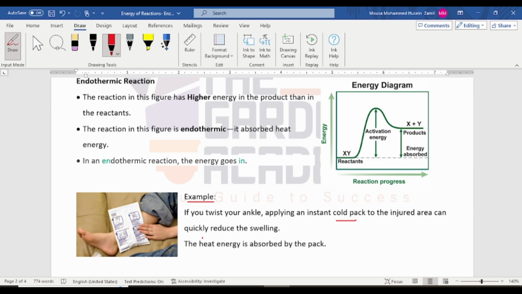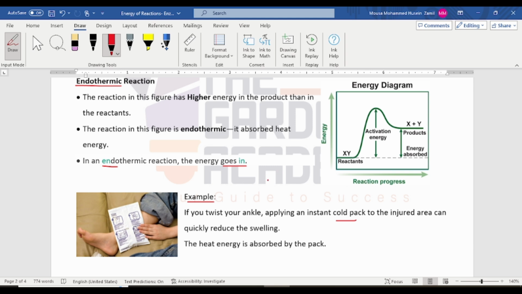So this is the second type of change of reaction, which we call endothermic. So endo means goes in, which means that the energy is going to be absorbed.